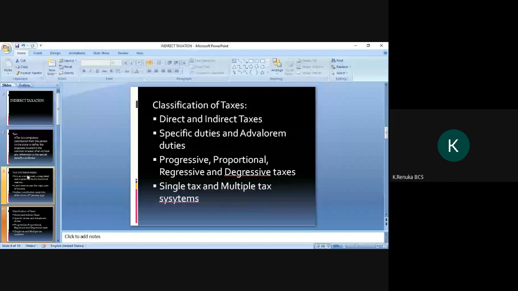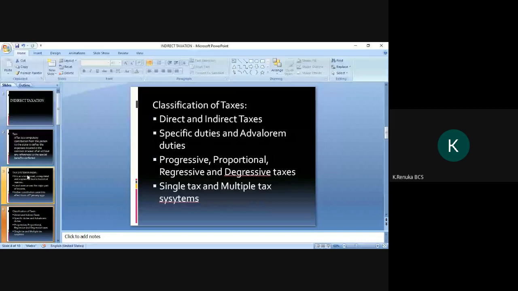Next are progressive taxes. It is a rate of taxation which increases as the tax base increases. Whenever the tax base increases, the progressive tax rate also increases. This progressive tax ensures a fair distribution of the tax burden, and it is based on the canon of ability to pay.